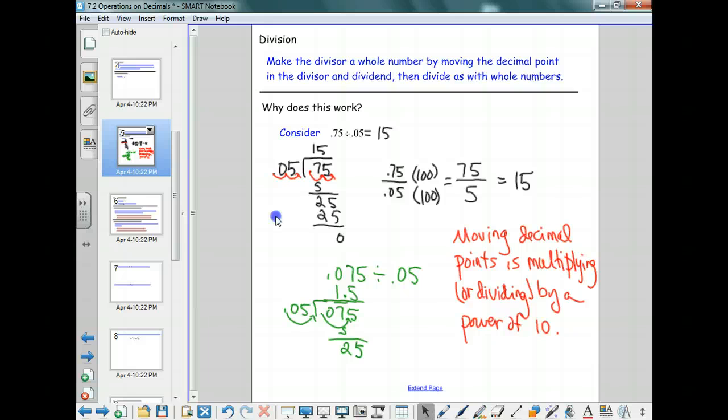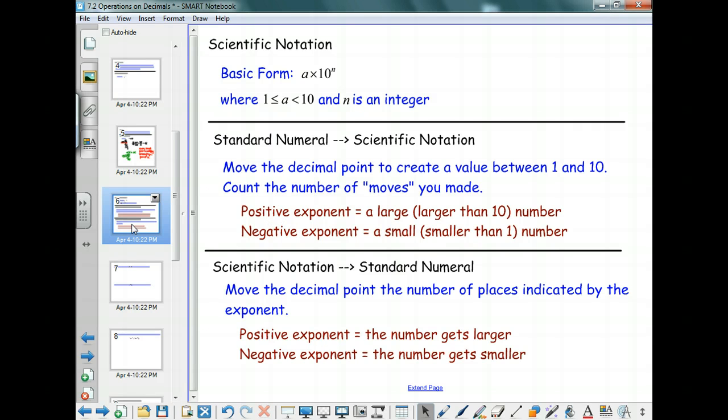Here's the next one. What do you guys say? All right, so we're going to talk a little about scientific notation today, okay? Which seems somewhat appropriate because we have a scientist in the classroom today too.